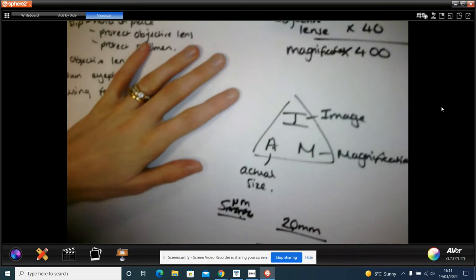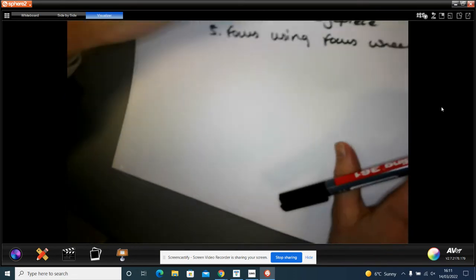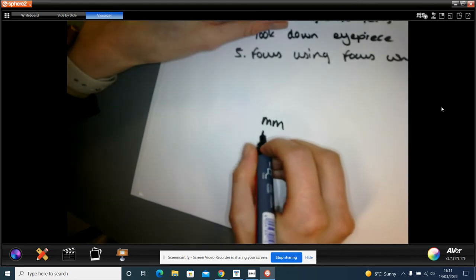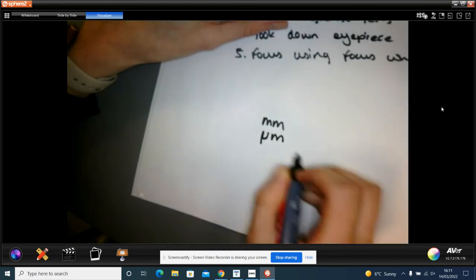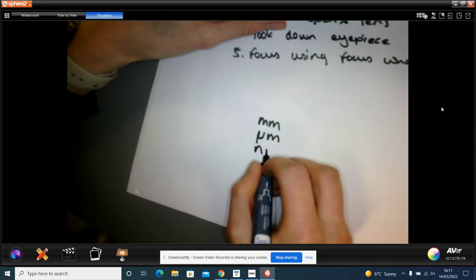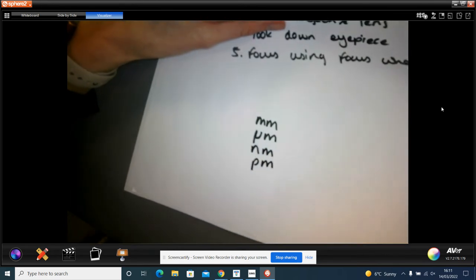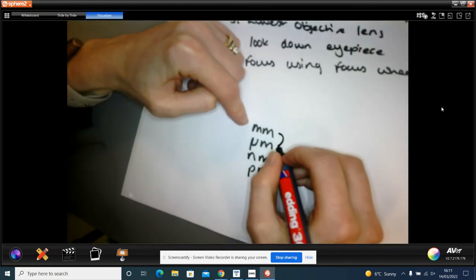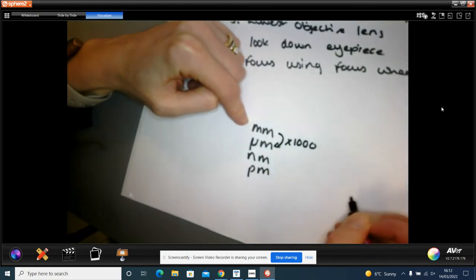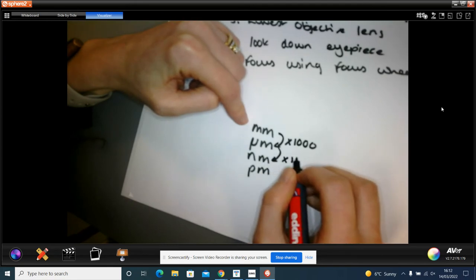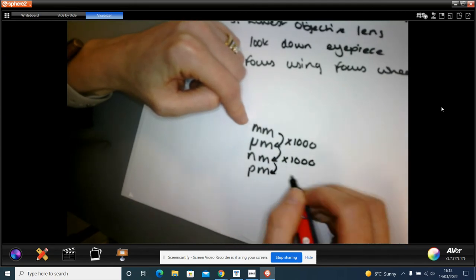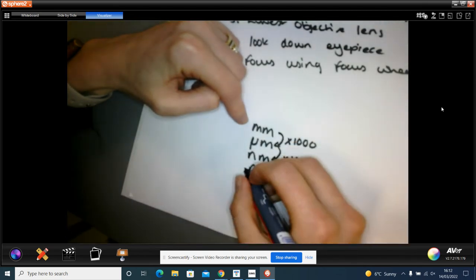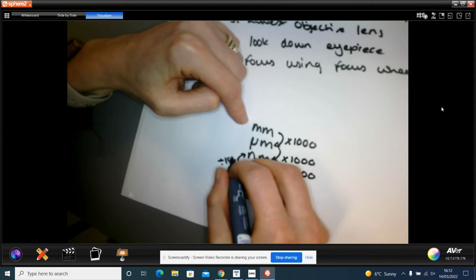So how do you convert? Very quickly, different measurements that you need to know. You need to know millimeters, micrometers, which gets that funny symbol, nanometers, and the smallest is picometers. Now, to convert between them, to go from millimeters into micro, you times by 1,000. To go from micro to nano, you times by 1,000 again. To go from nano to pico, you times by 1,000. If you want to convert the other way, then you're obviously dividing by 1,000.